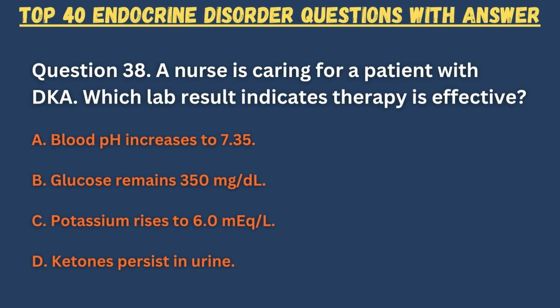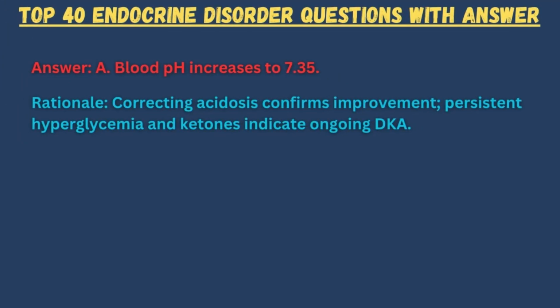Question 38. A nurse is caring for a patient with DKA. Which lab result indicates therapy is effective? A. Blood pH increases to 7.35. B. Glucose remains 350 milligrams per deciliter. C. Potassium rises to 6.0 milliequivalent per liter. D. Ketones persist in urine. Answer: A. Blood pH increases to 7.35. Rationale: Correcting acidosis confirms improvement. Persistent hyperglycemia and ketones indicate ongoing DKA.